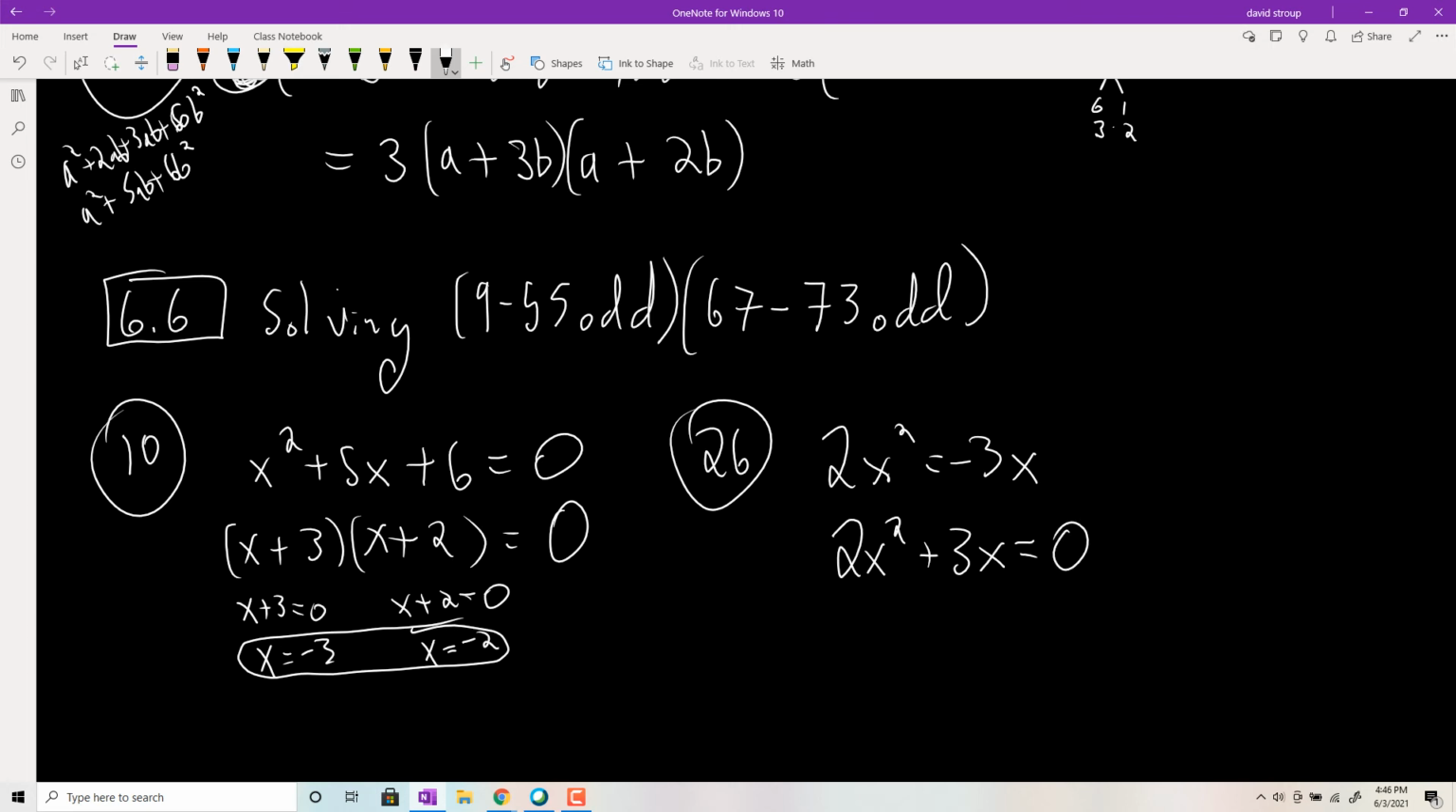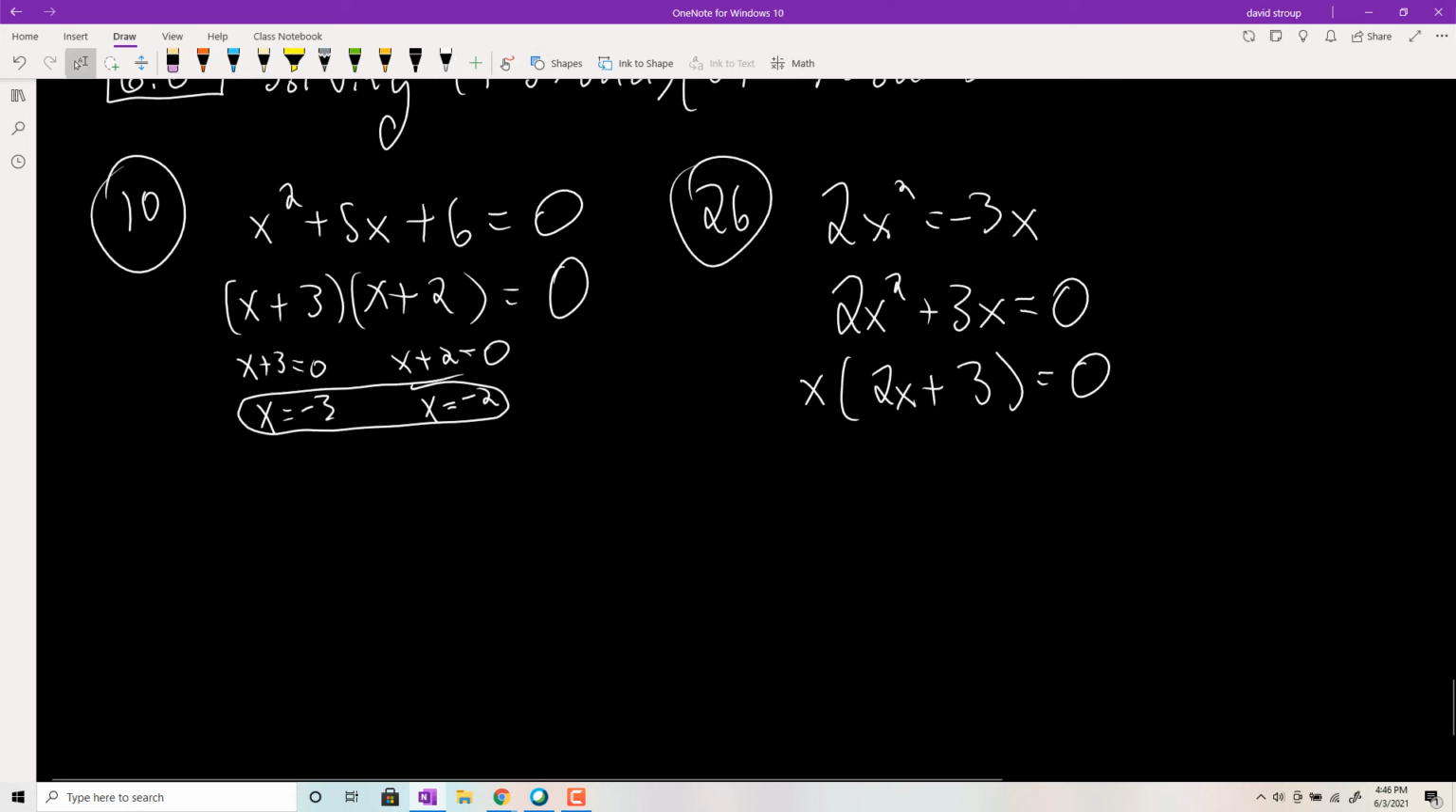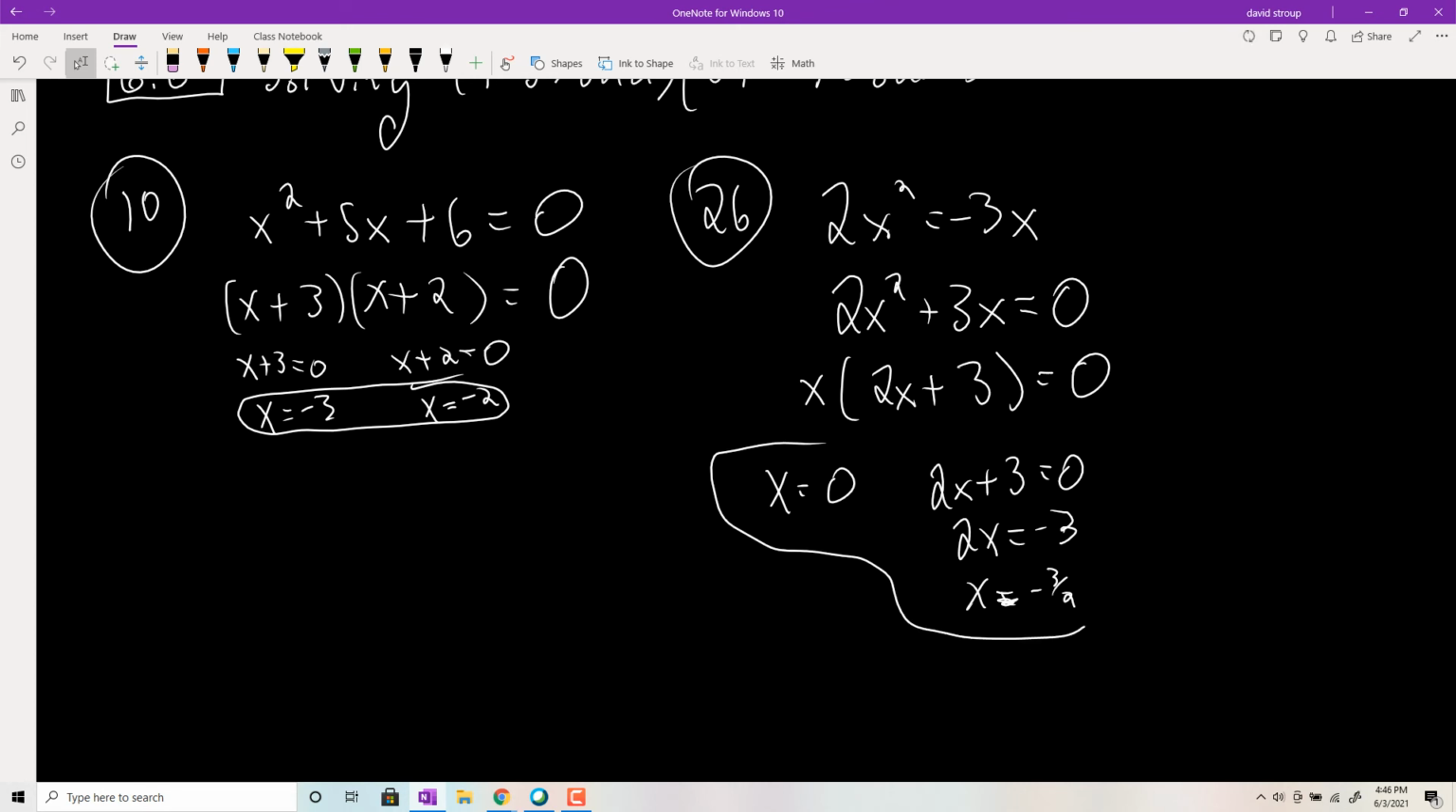So I can factor out an x, and then you set each factor equal to 0. So there's two factors here. There's the x, and then there's the 2x plus 3. This first one's already solved, and then move the 3 to the other side, divide both sides by 2, and we have our solutions.